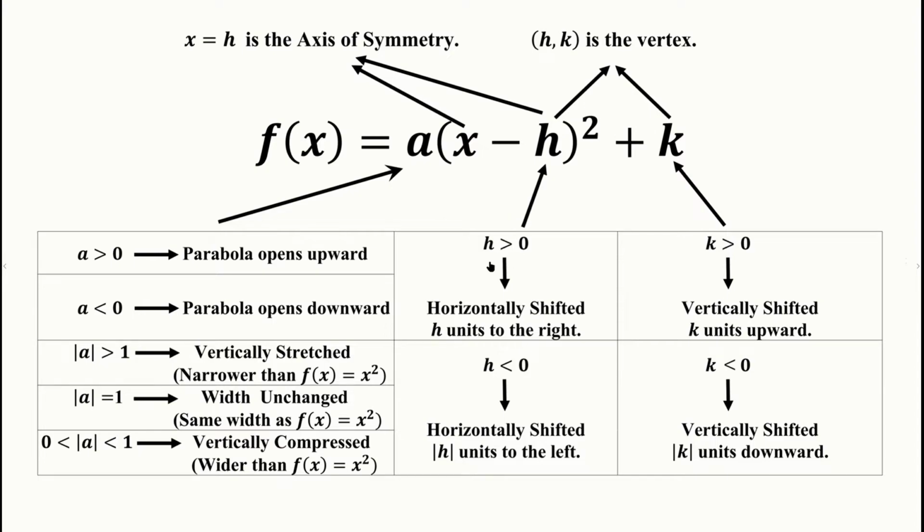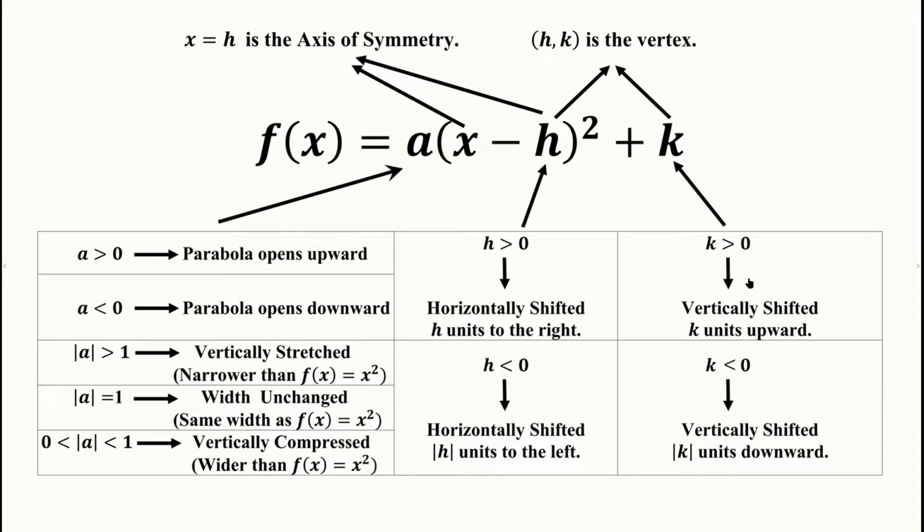Now, if h is greater than 0, the graph of the function f of x equals x squared, which is our reference function, would have been shifted h units to the right. And if h is negative, then it would have been shifted absolute value of h units to the left.